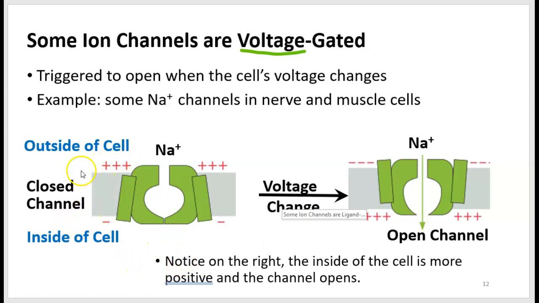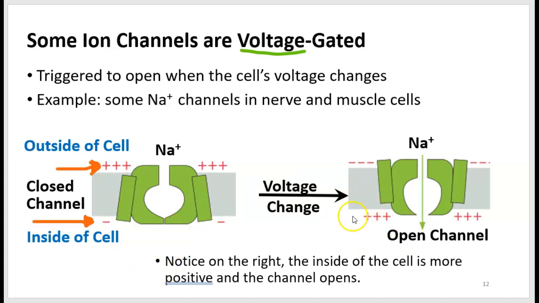So we're going to look at the first picture on the left and notice that on the outside of the cell there is a positive charge, and on the inside of the cell there's a negative charge. This is actually true for most of your cells, actually all of your cells. But your nerves can change this. They do this by changing the charge inside the cell.